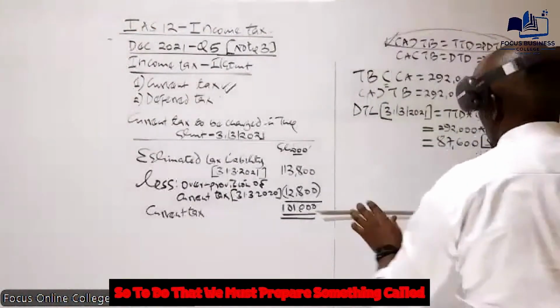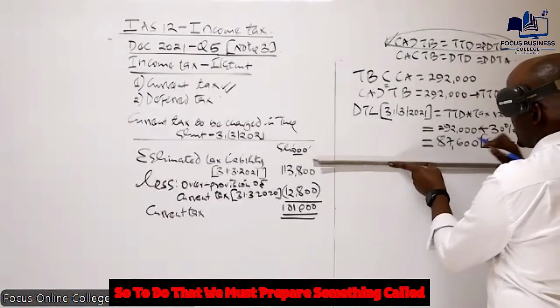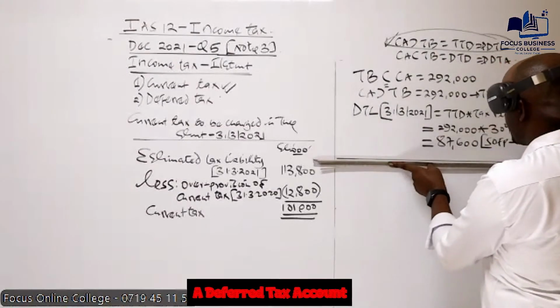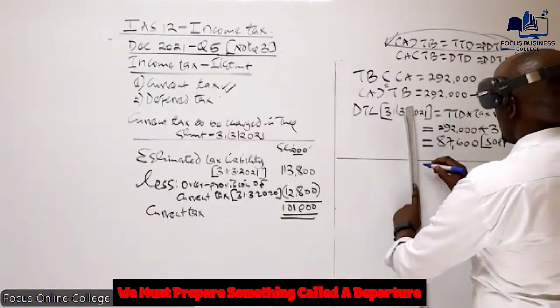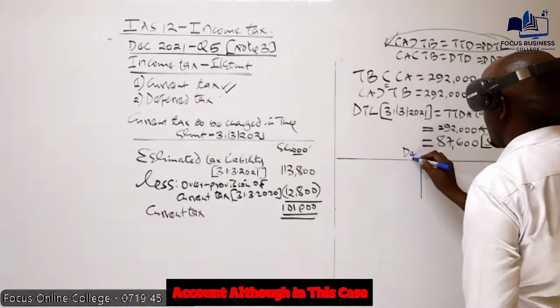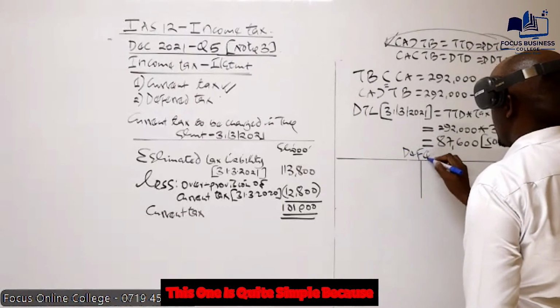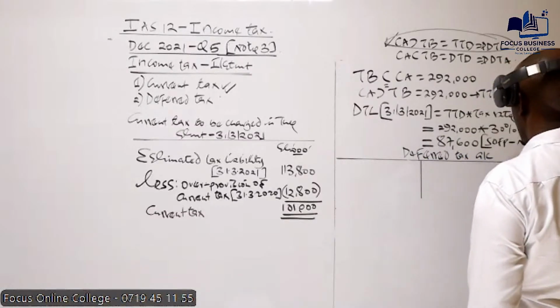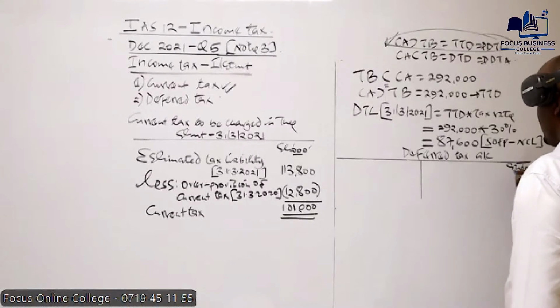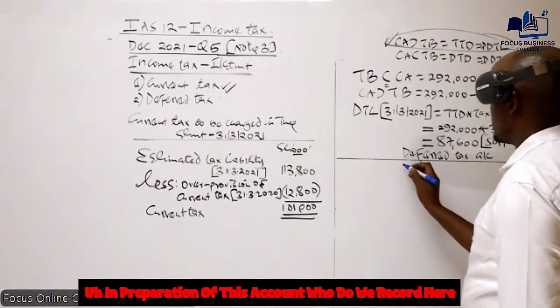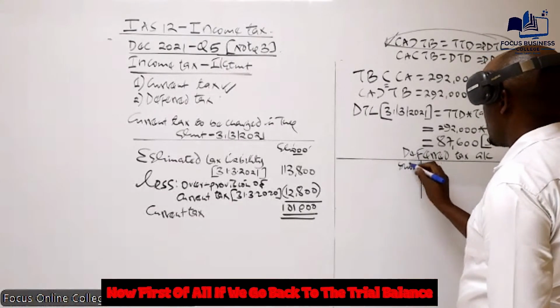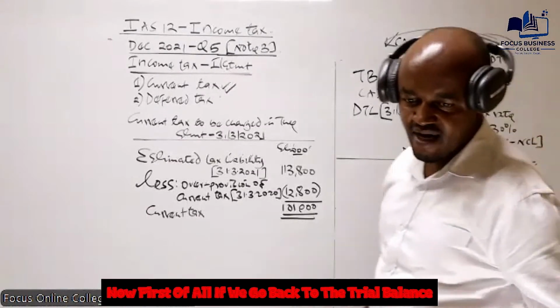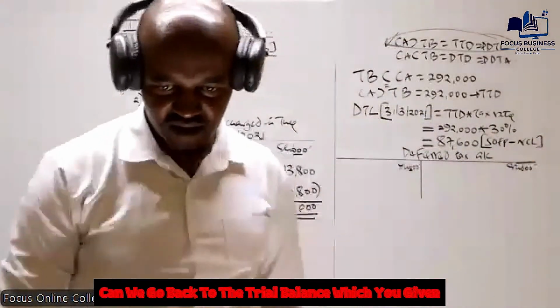To do that, we must prepare something called a deferred tax account. Although in this case it is quite simple, because we are preparing it for just 1 year. Now, in preparation of this account, what do we record here? First of all, let's go back to the trial balance which you're given.